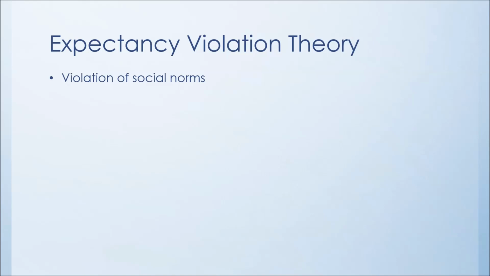And there are two ways that we look at a violation of social norms. We consider the context and the valence of the violation in order to assign a meaning to it. So let's talk about what these things mean. First, context. What is the context of the violation? It's the situation in which the violation takes place.